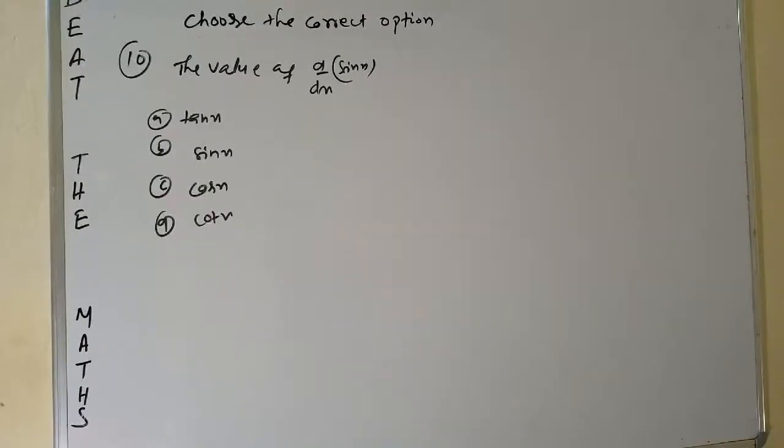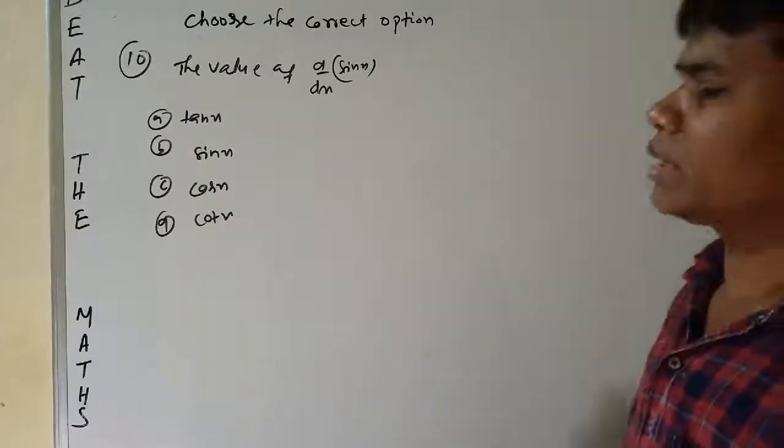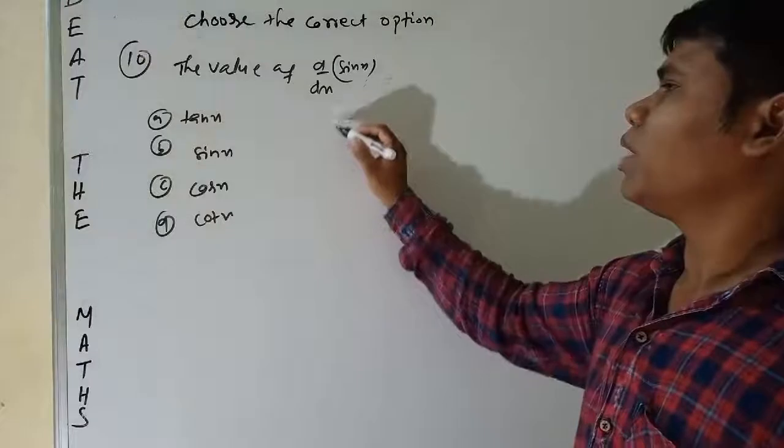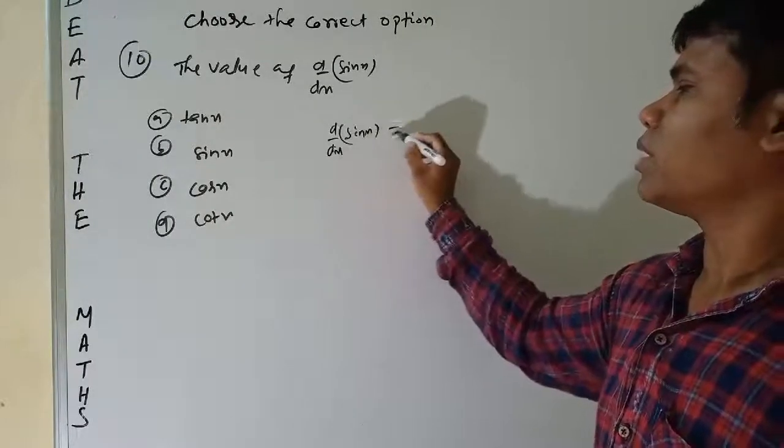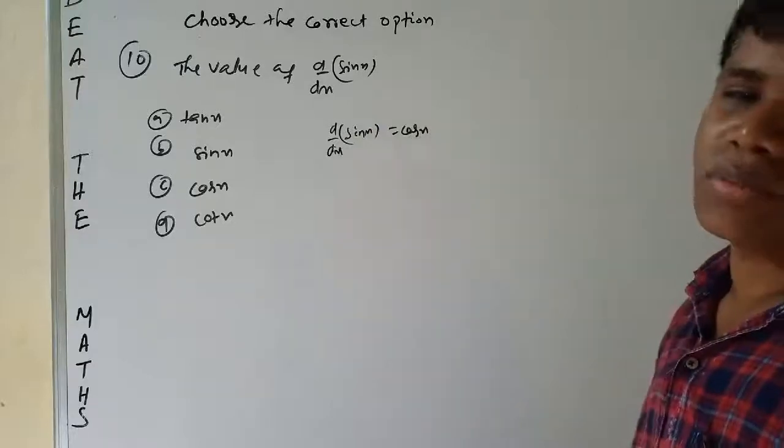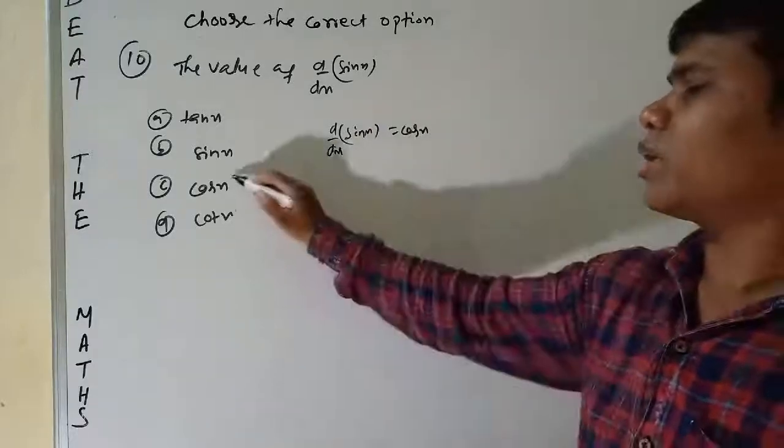You see the next question, the value of derivative of sin x. This is a formula, you know, derivative of sin x is equal to cos x. Okay, this is a formula, so the correct option is cos x. Pause the video, note it down.